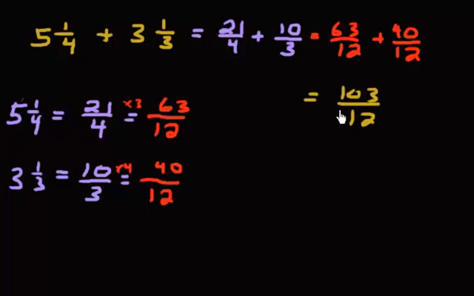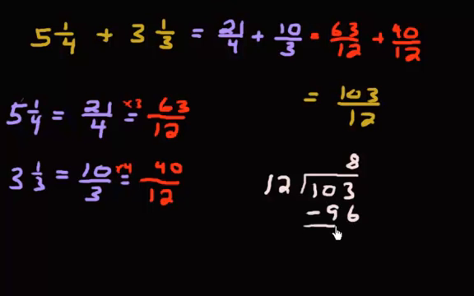If you needed to go back to mixed fraction form, you're going to do 103 divided by 12, starting it off like a long division problem. You're going to have 12 on the outside, 103 on the inside. You ask yourself, how many times does 12 go into 103? Hopefully you say 8 times. It's not quite 9, because 9 would be 108. So 8 times 12 is 96.